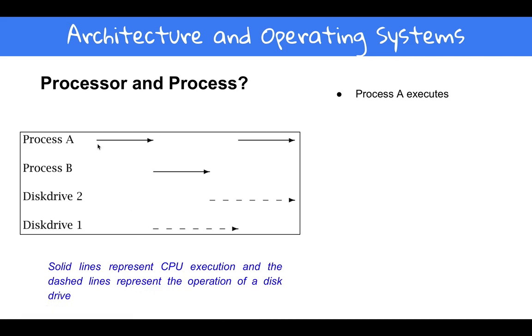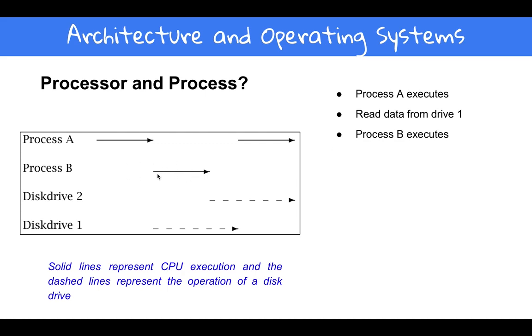So what happens? Process A executes. When it gets to this point, it needs some data. It requests some data from the disk drive. The operation is happening here to deliver the data to process A. At this point, it has to stop and save its state, and the CPU is idle, which we don't want to happen. So what happens? Process B starts.